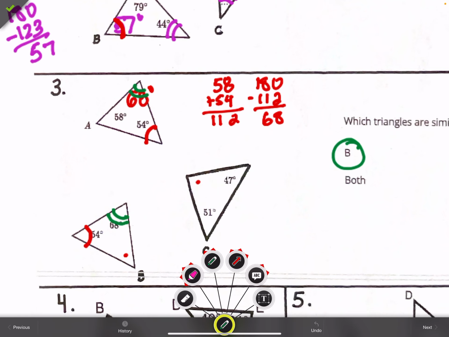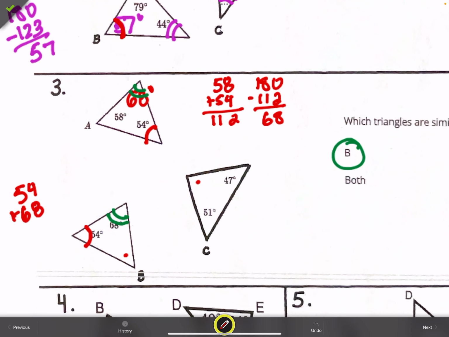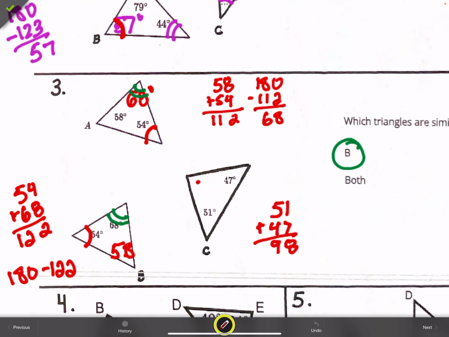So again, I'm going to go ahead all the way through and find my missing angles. So here, 54 plus 68 gives me 122. 180 minus 122 gives me 58. Okay. Then I'm going to come to angle C, do the same thing. 51 plus 47 gives me 98. 180 minus 98 gives me, what, 82. So again, put that on my picture.